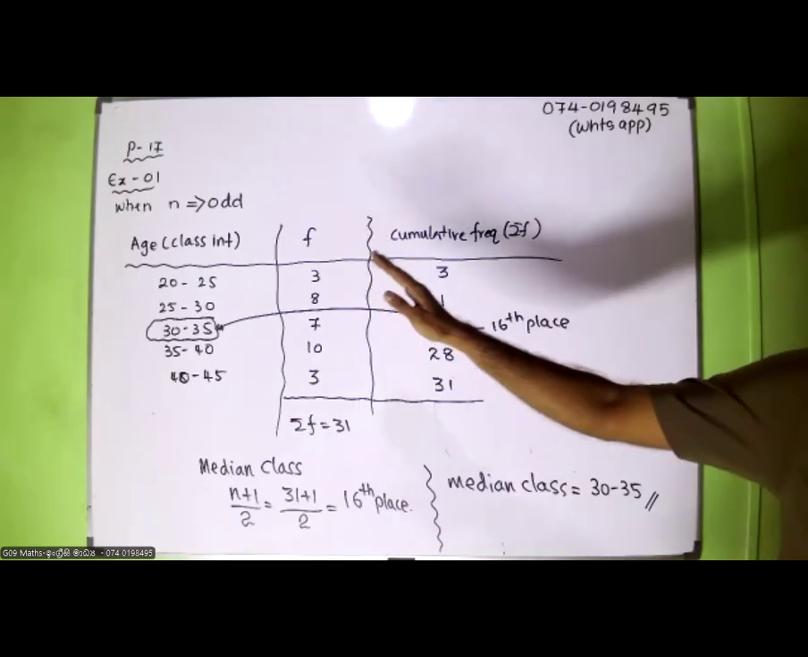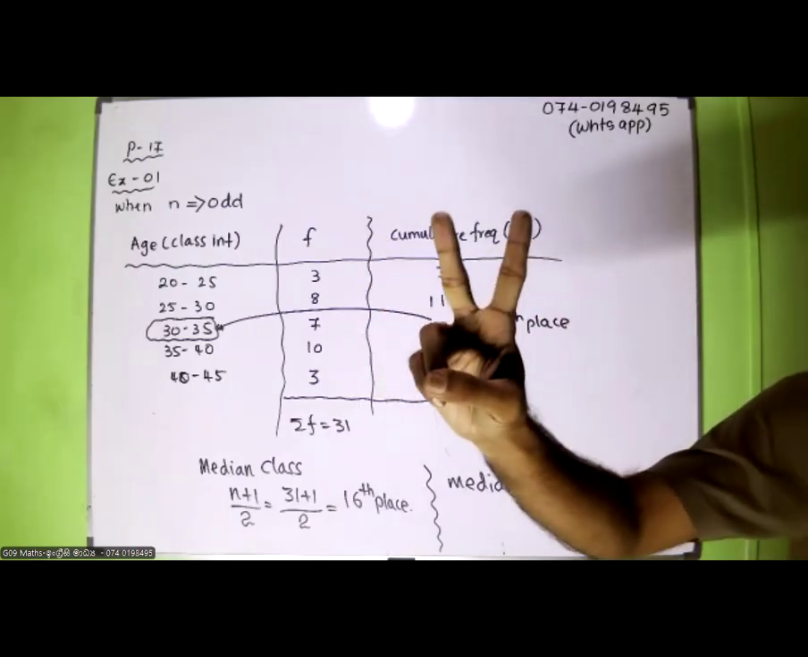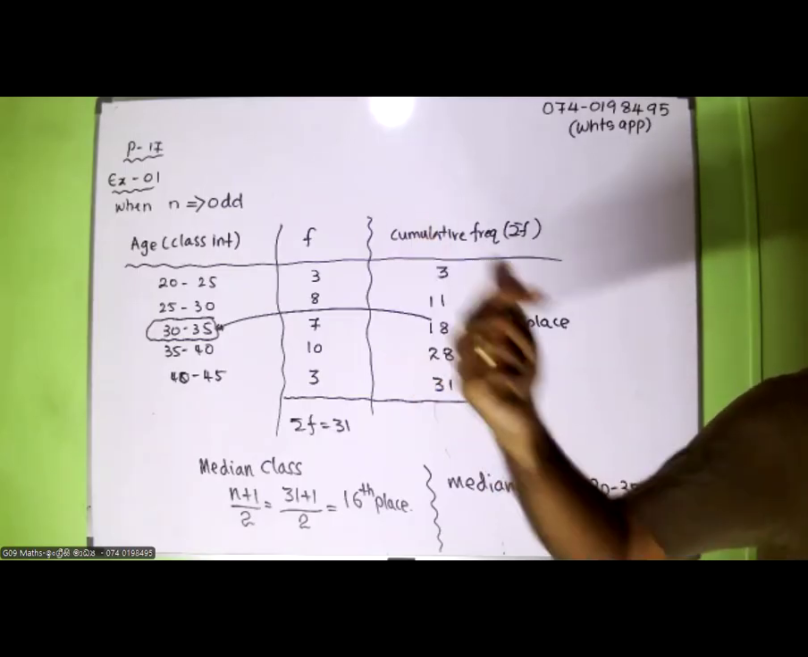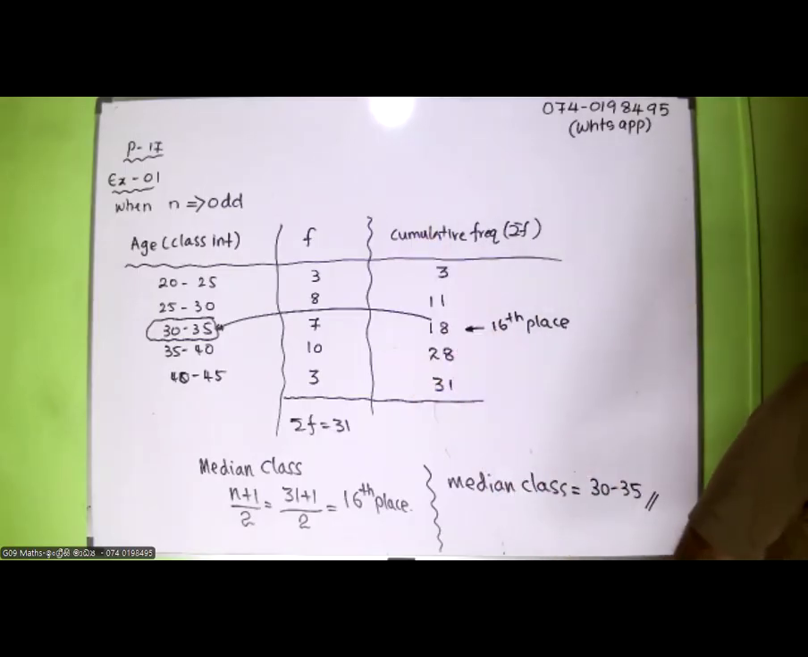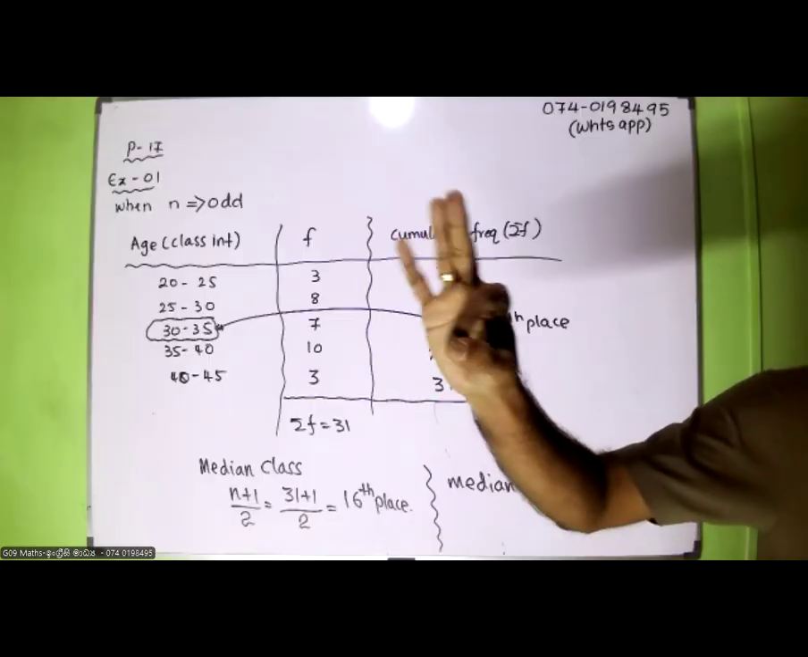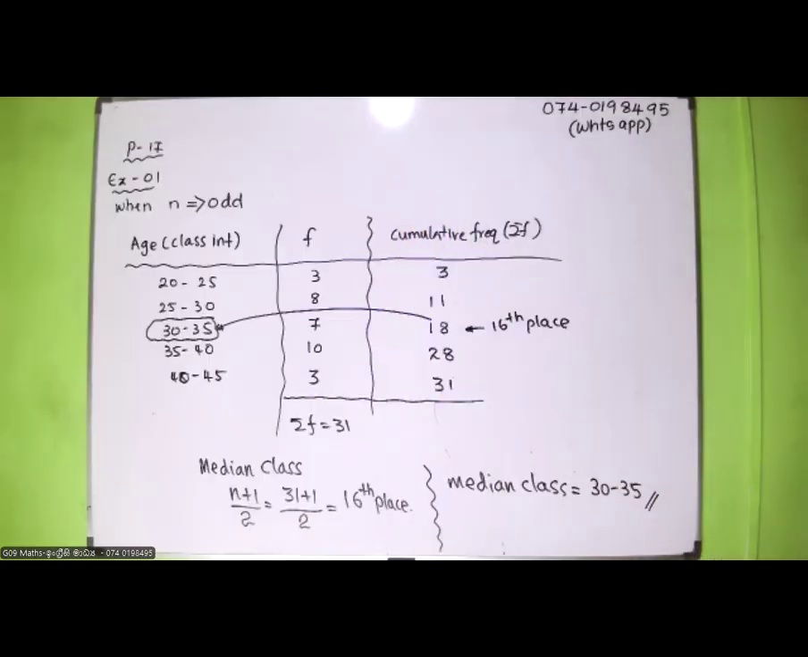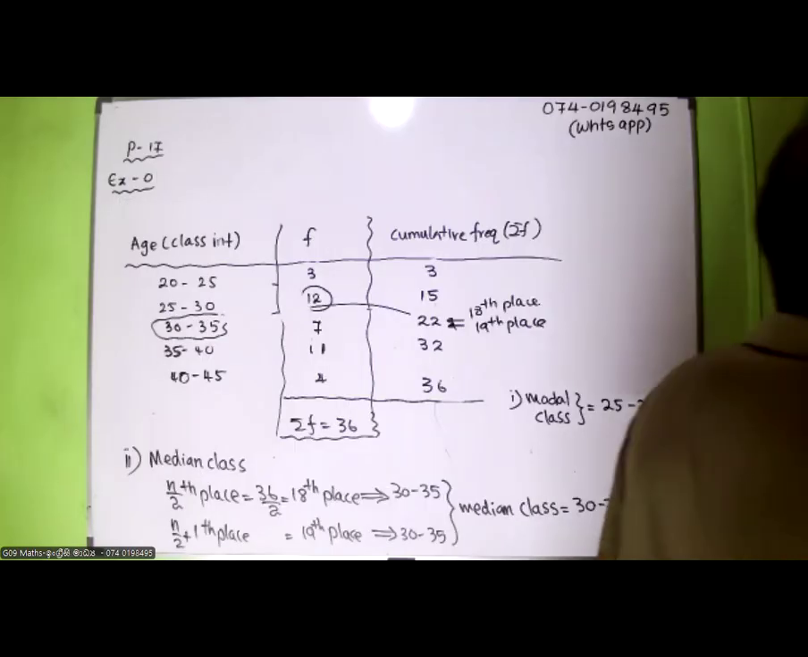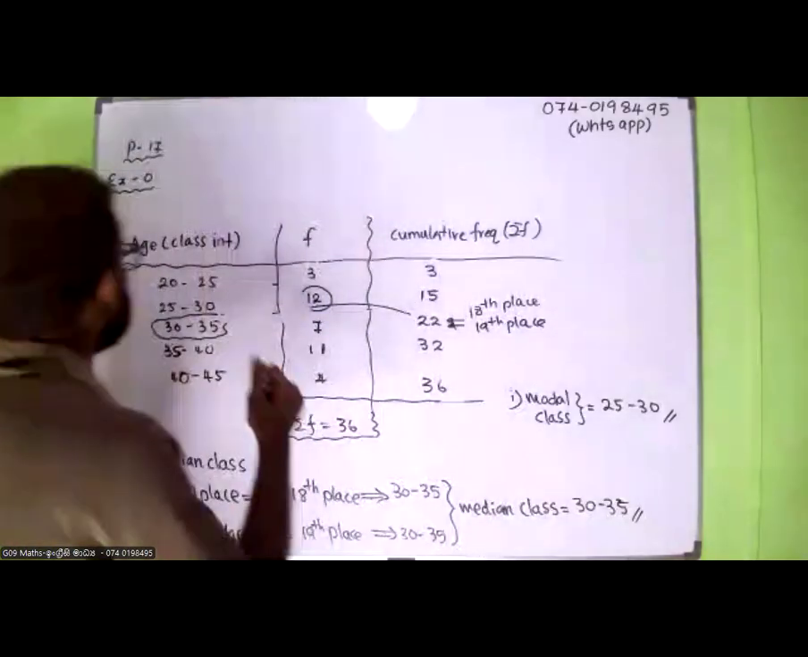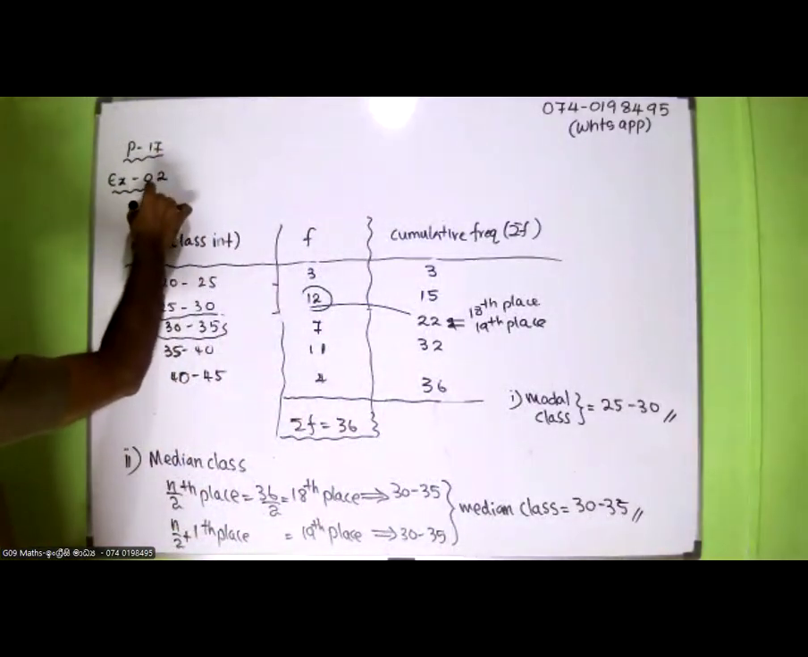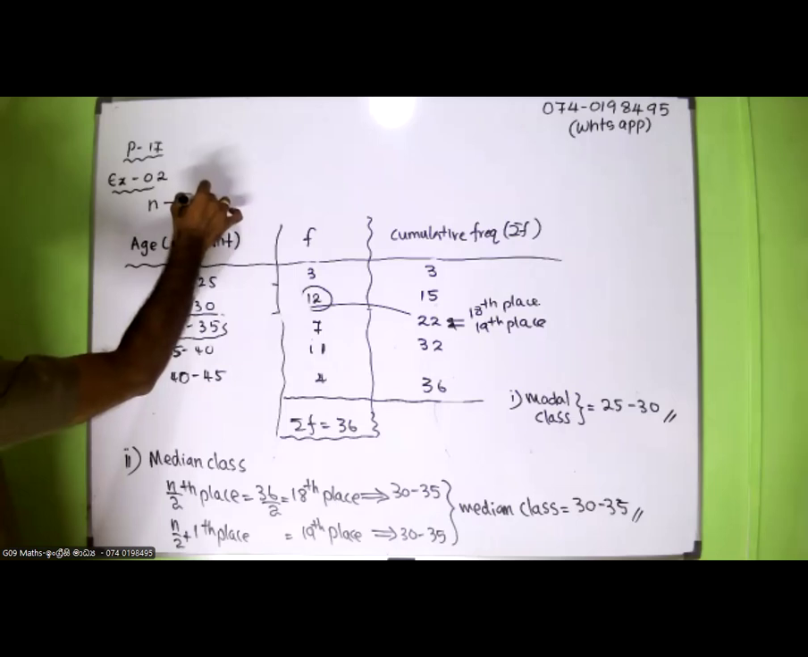And after writing down this, try to do example number 2 and send me the median class. Example number 2 is for even number of data. And did you understand this example number 2? So n is even.